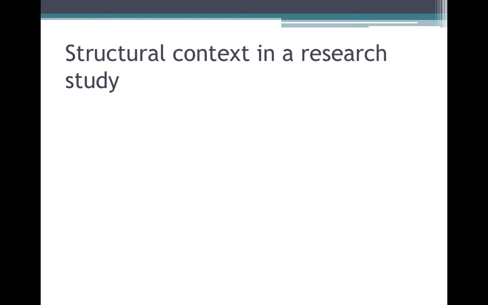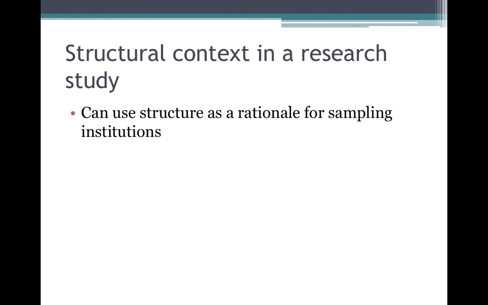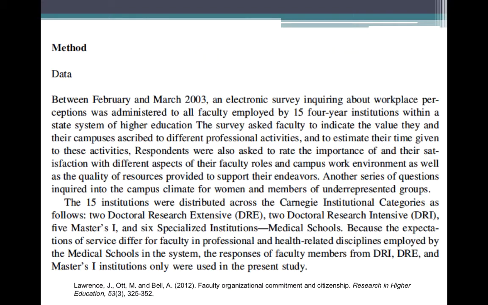In addition to having a description of your setting, structure can also be really useful as a rationale for sampling institutions to participate in any given study. So I'm going to use an example from my own research. Here is a paper that I published in 2012 that was a study of 15 institutions in a state system of higher education. And so my co-authors and I ended up using Carnegie type, so that's a structural characteristic, right, to describe our participating institutions, as well as to decide to exclude certain institutions from participating.